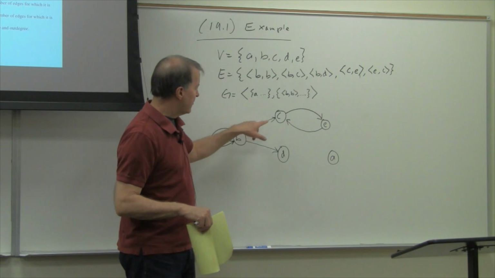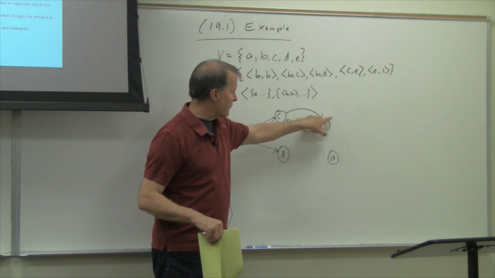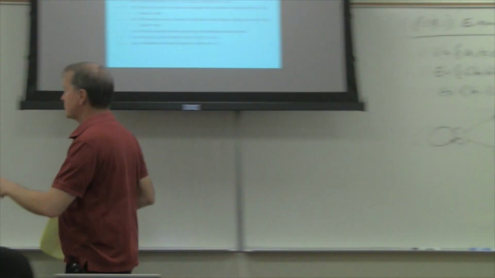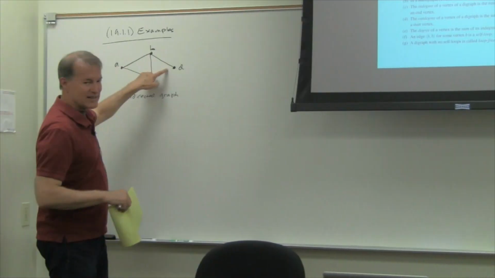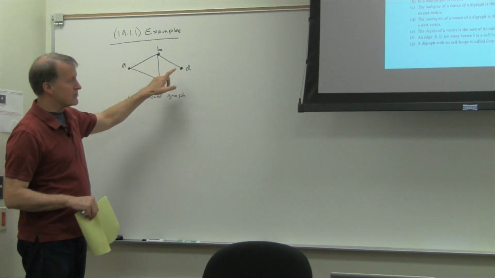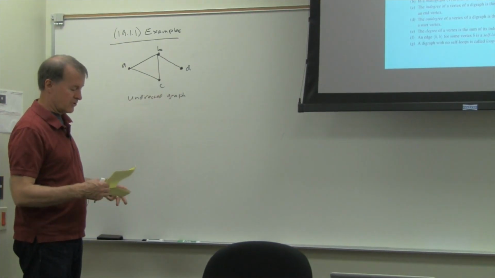In other words, the edge from C to E is different from the edge from E to C. But here, there is just an edge between B and D. It doesn't go one way or the other. So the edges are unordered. Are you with me on that?